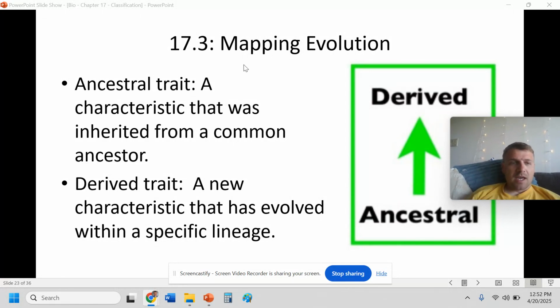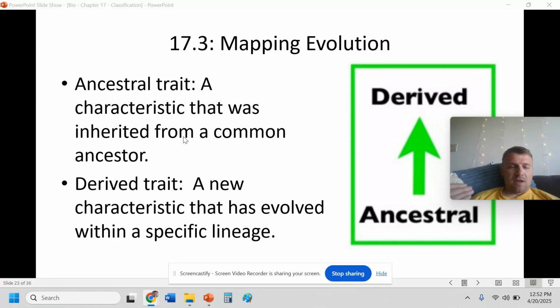Our next concept that we're going to tackle with mapping out evolution is ancestral versus derived traits. Ancestral traits are when a characteristic is common because it's inherited from a common ancestor. A derived trait is a newer characteristic that evolves along the way. There's a lot of words there. Let's try to break this down. Ancestral traits are going to be less useful for us to understand how things evolved.